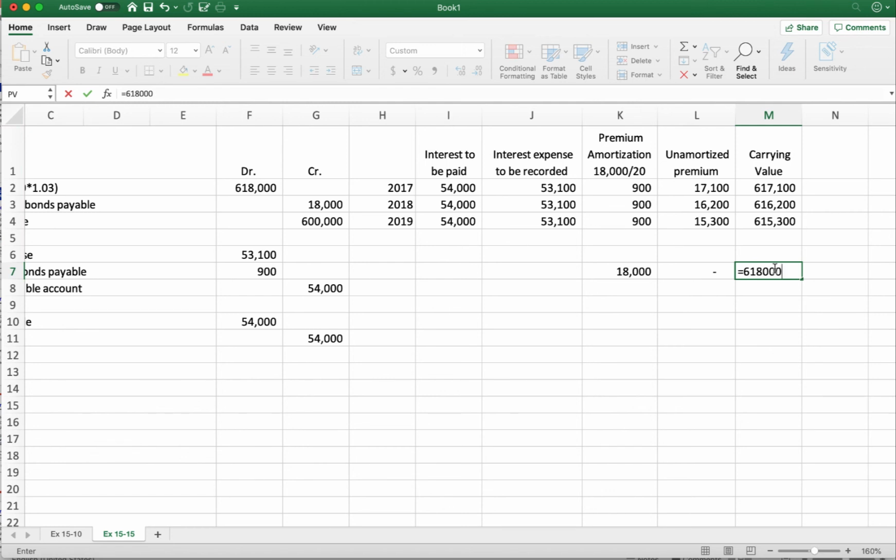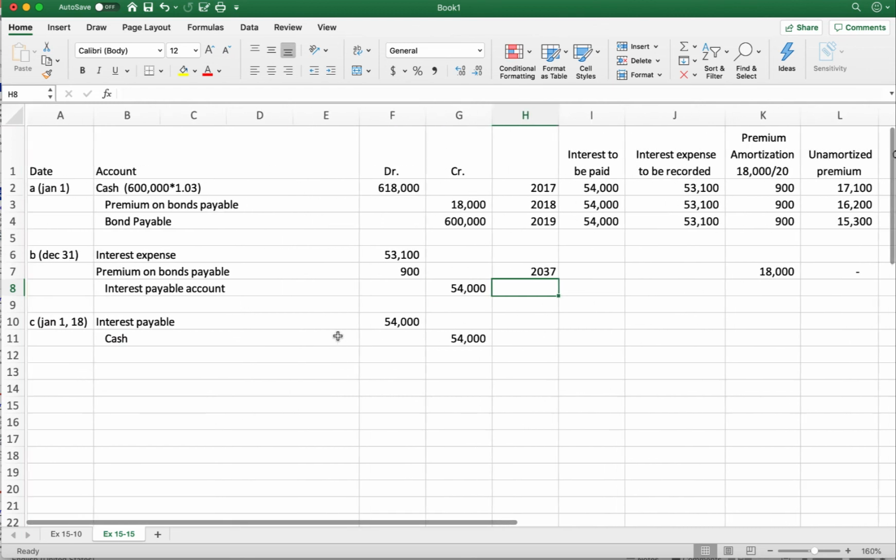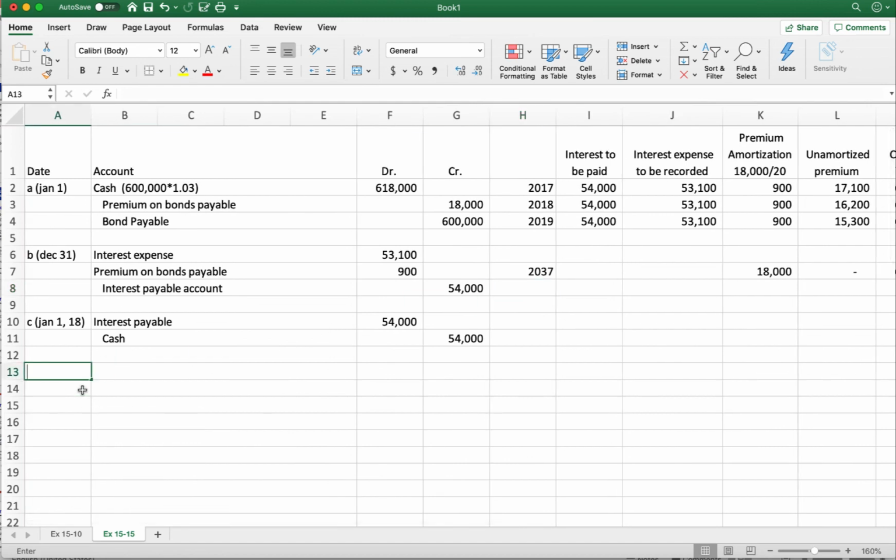So if I take the original amount, $618,000, minus the premium amortization, I get $600,000. So this is what it looks like in 2037. At the end of this, that's what it looks like, right? So once I keep going all the way down over the years, everything's going to be the same. Okay?